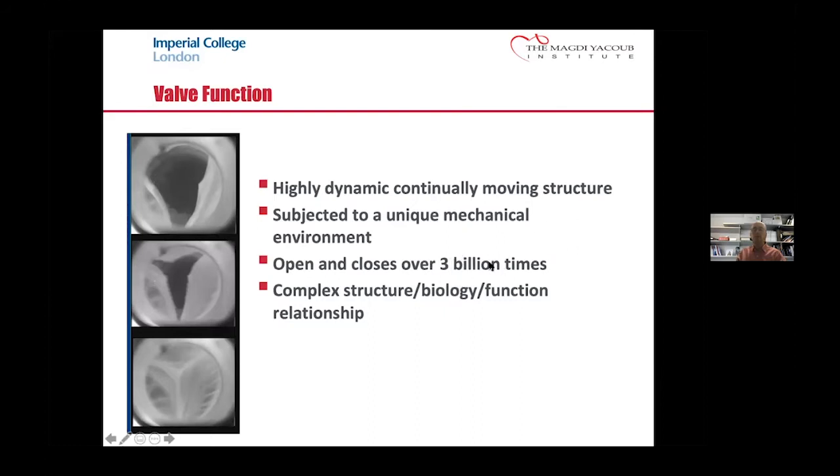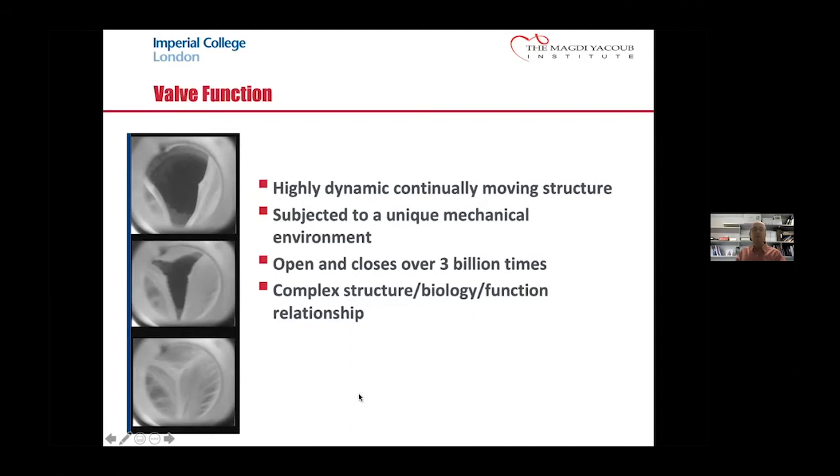But you have to remember this number is calculated on a heart rate of about 75 beats per minute and doesn't assume that your heart rate may vary over that time. And of course, your valve manages to function under very deeply differing hemodynamic conditions that might occur during exercise, for example.